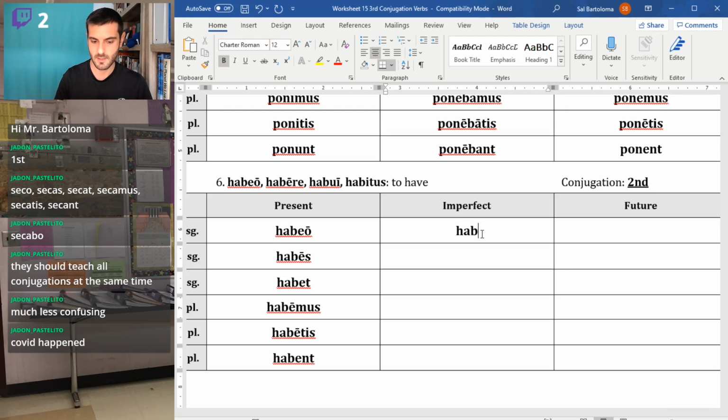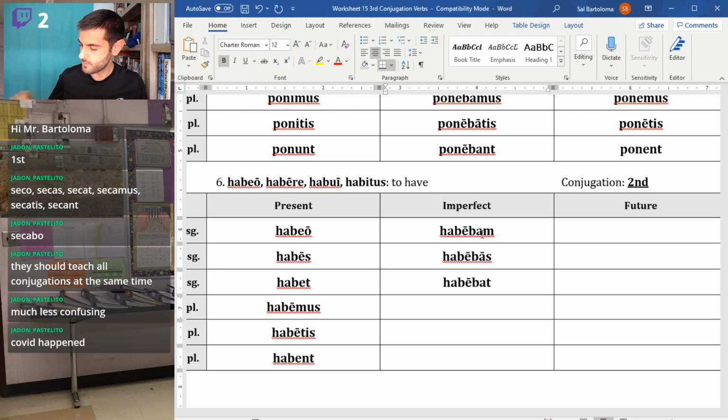Imperfect. Habebam, habebas, habebat, right? So don't be afraid of having those two syllables with the B in them. Don't give me like habam, right? It's habebam, habebas.